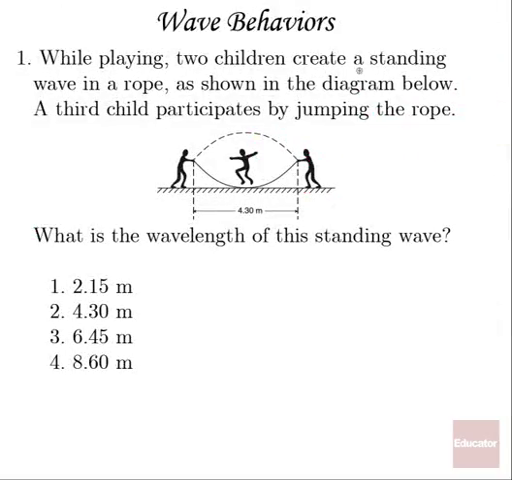While playing, two children create a standing wave in a rope as shown in the diagram below. A third child participates by jumping the rope. What is the wavelength of this standing wave? Well, it looks like that's showing half a wavelength, because if I were to continue that wave, we'd have to go back to there for a total of 8.6 meters. So the wavelength of that wave must be 8.6 meters.